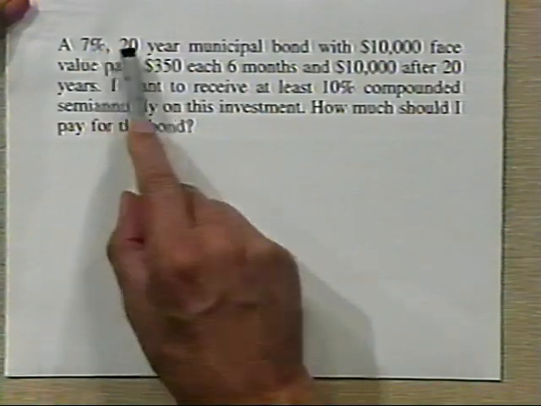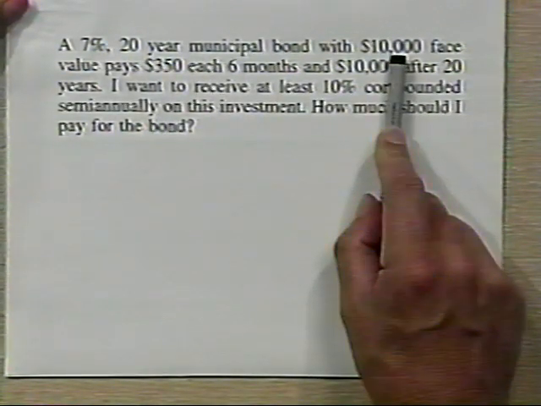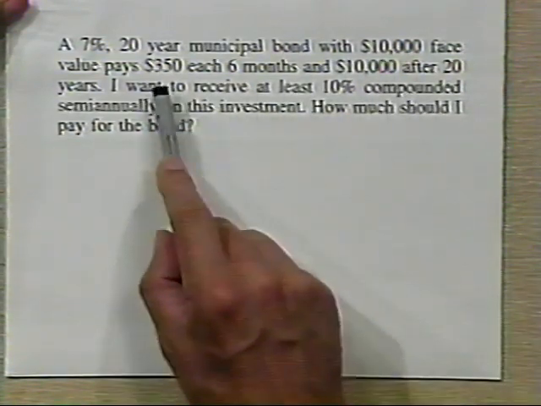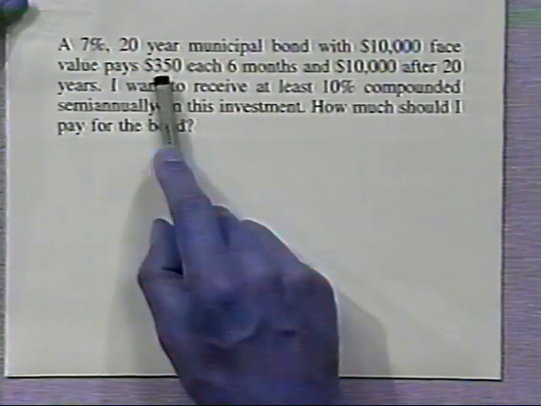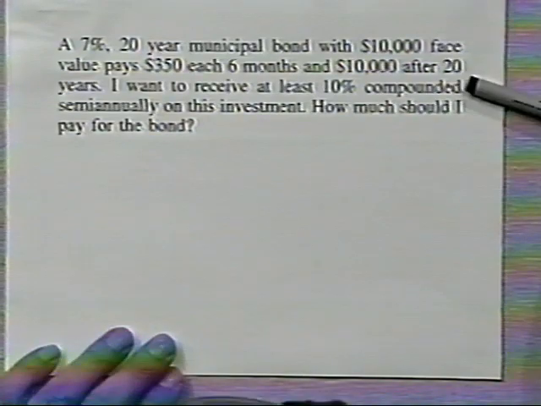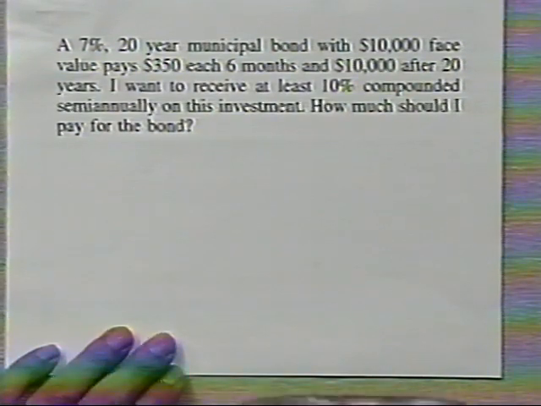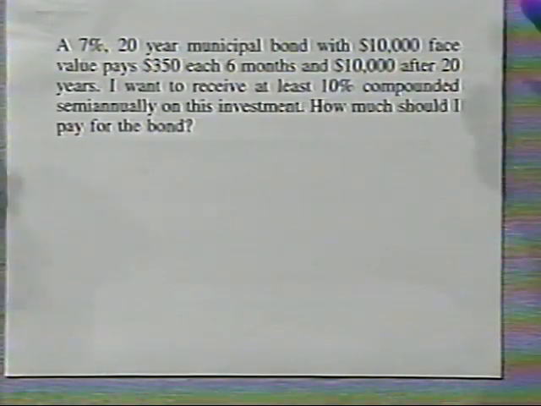The 7% of $10,000 is $700. Half of $700 is $350 every 6 months. So this question could have been phrased a 7% 20-year municipal bond with a $10,000 face value, or it could have been phrased a 20-year bond pays $350 each 6 months and $10,000 at maturity, and that's enough information. So there are redundancies there that you won't normally see in word problems.